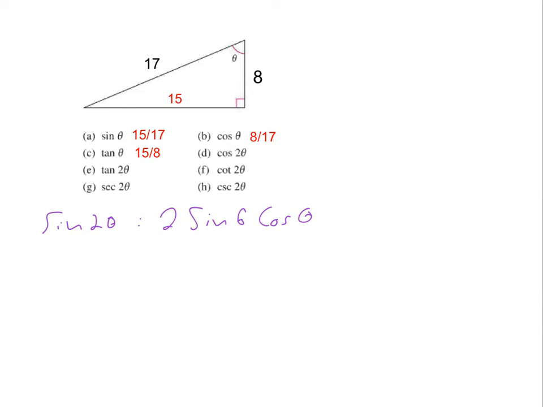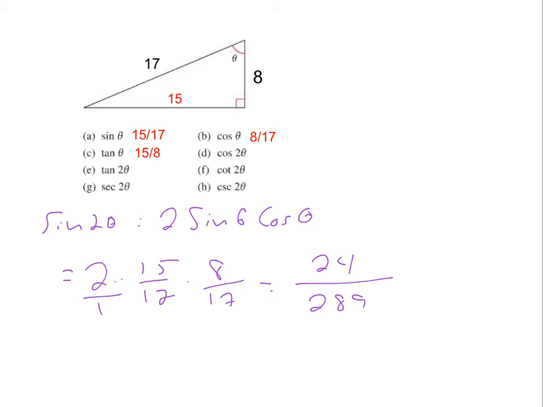Okay, so sine 2 theta is equal to 2 times the sine, which is 15 over 17, times the cosine, which is 8 over 17. I'm going to multiply those out. On the bottom, I get 289. Up top, I have 2 times 15, which is 30. 30 times 8 is 240. So there's my sine of 2 theta. I'm going to take the reciprocal of that. So my cosecant is going to be 289 over 240.